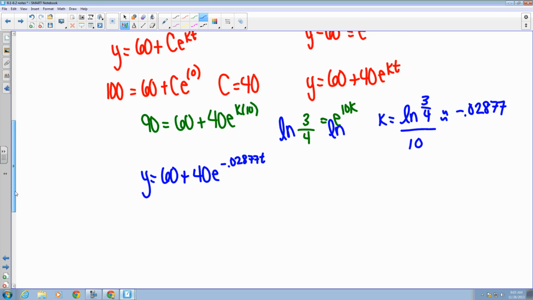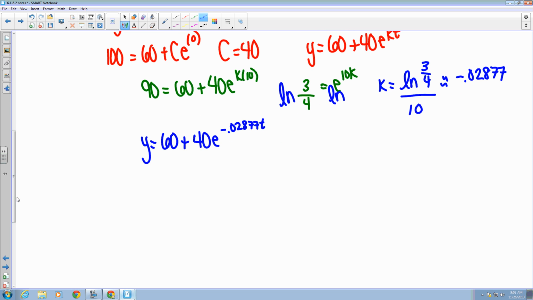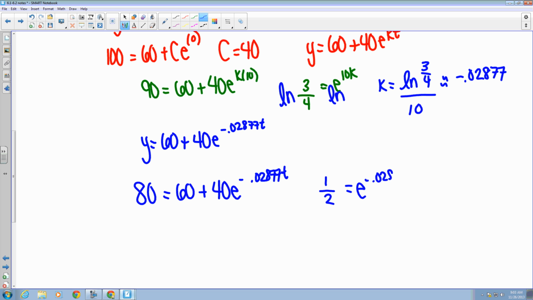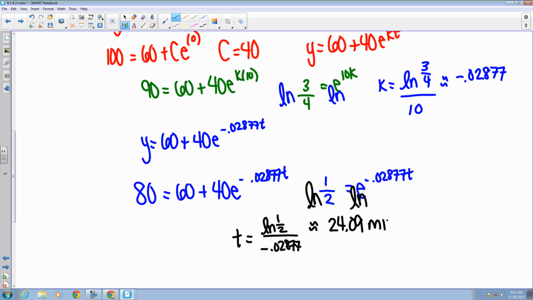How much longer will it take for the temperature to decrease to 80 degrees? So now we put in 80 for y and solve it for t. Subtract the 60, divide by 40. That would be 1/2. Get rid of the e. t equals natural log of 1/2 divided by negative 0.02877. There's 24.09 here in terms of minutes.